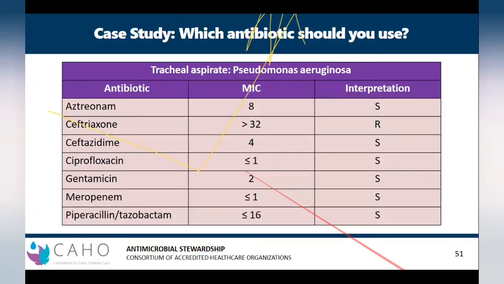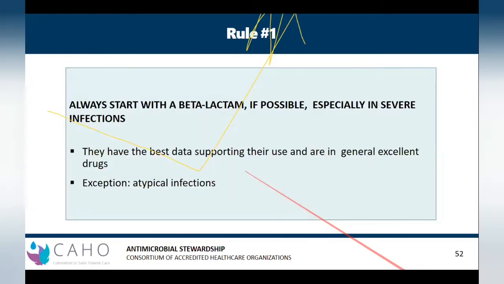To give an example, when we get a culture and sensitivity result, there are different types of antibiotics which are sensitive and resistant. Now, which antibiotics should be taken for selection? There are 4 rules. First rule is always start with the beta-lactam if possible, especially in severe infection, because the beta-lactams have the best data supporting their use and are in general excellent drugs, except in atypical infections.